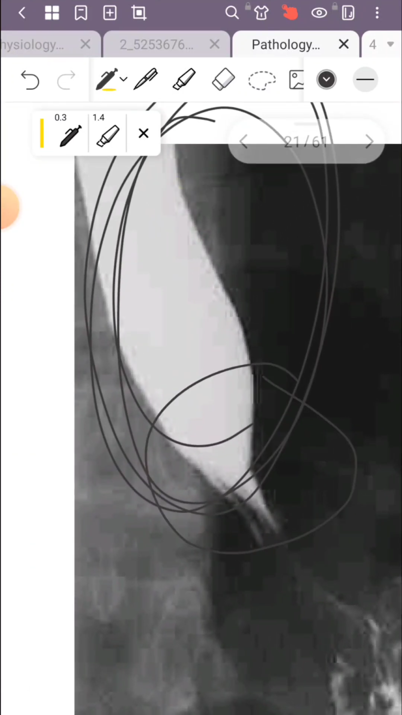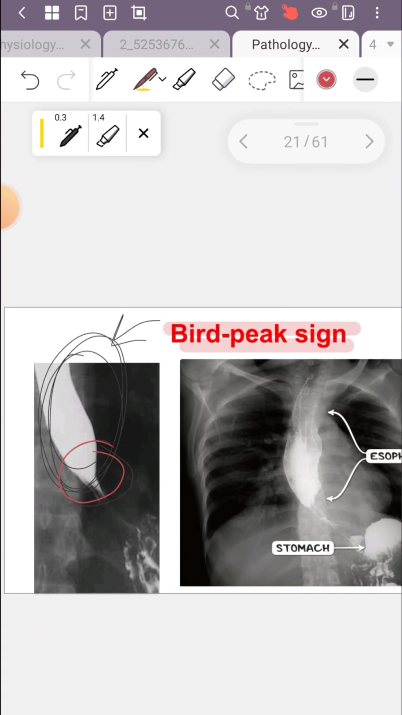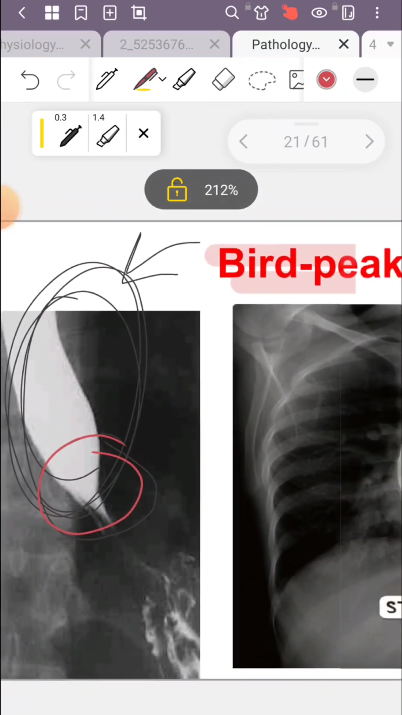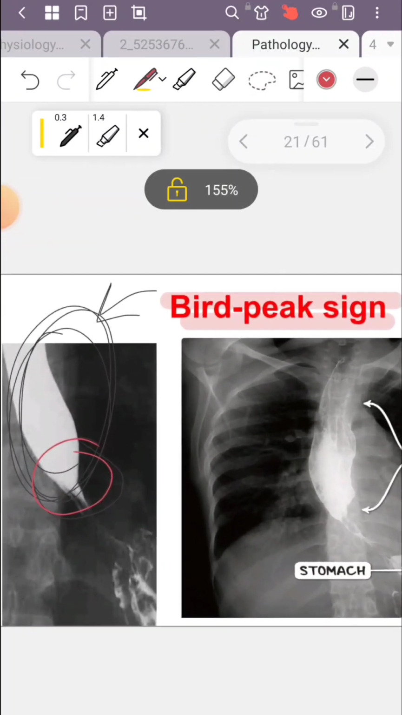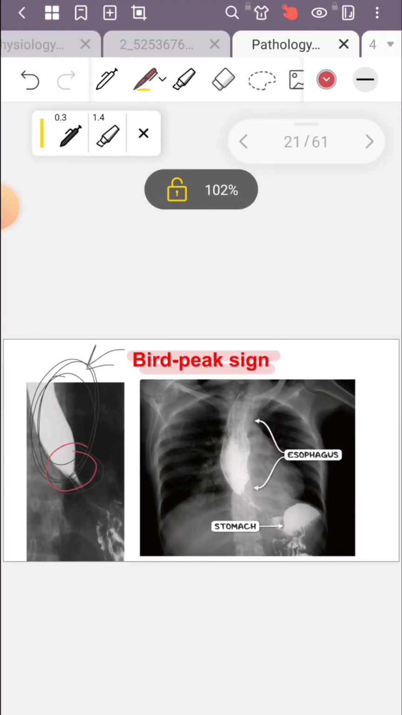What will happen? Accumulation of food in the upper part of this constricted segment results in what we call the bird beak sign or rat tail sign. Memorize this: rat tail sign or bird beak sign. A dilated upper esophageal part above the constricted lower esophageal segment. Okay? Any questions so far? Okay.